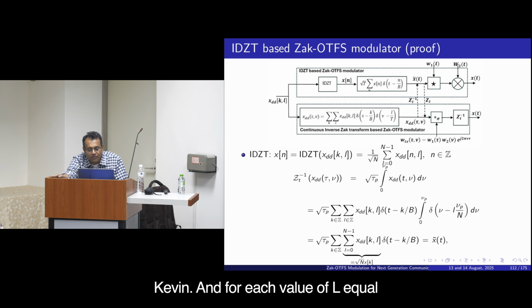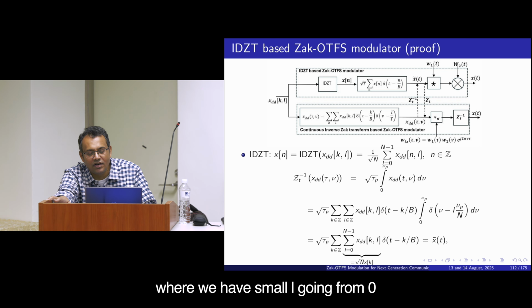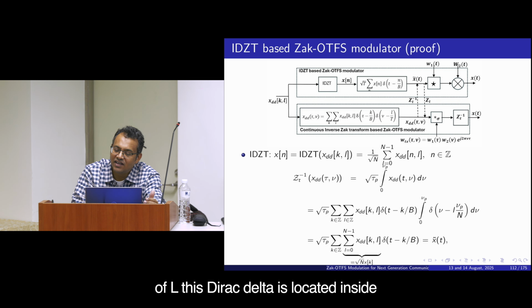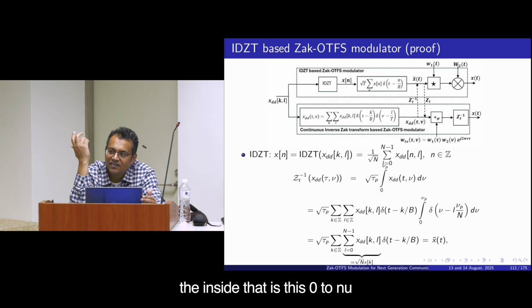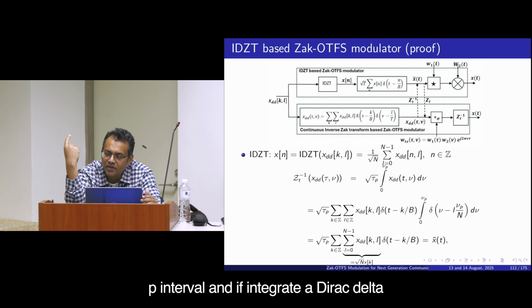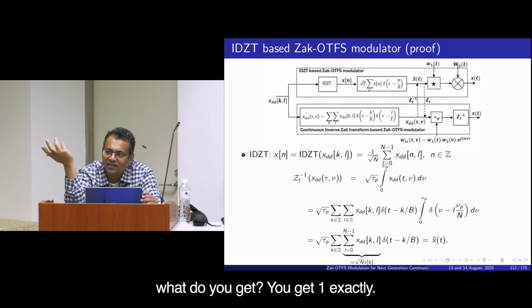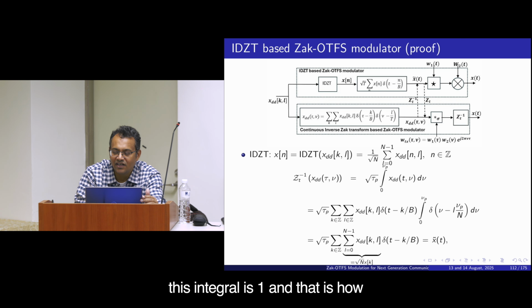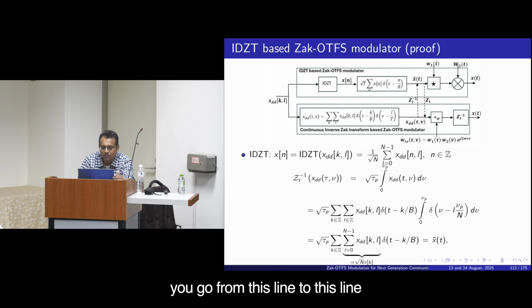And for each value of L equal to 0 to n minus 1, what is the value of this integral? For any such value of L, this Dirac delta is located inside that 0 to nu p interval. And if you integrate a Dirac delta, what do you get? You get 1, exactly. So, for all those terms in this summation, this integral is 1, and that is how you go from this line to this line. Is it okay so far?